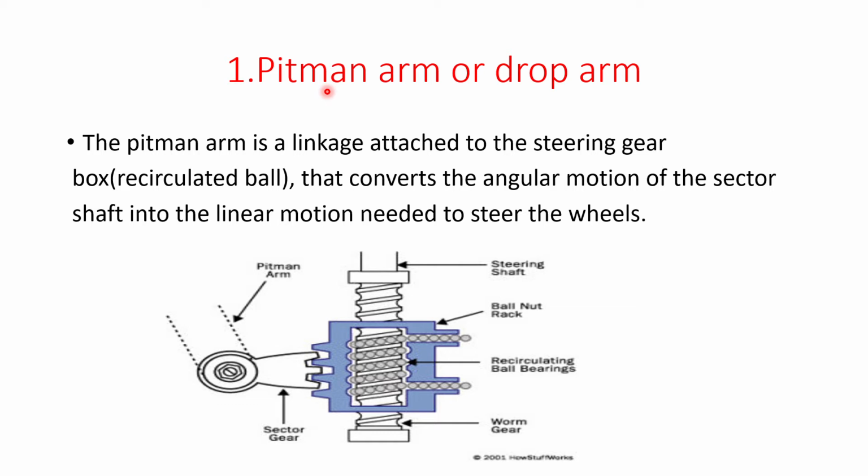As we already discussed, the pitman arm is a linkage attached to the steering gear box that converts angular motion of the sector shaft into linear motion needed to steer the wheels. That is, the function of the pitman arm is to convert the angular motion of the shaft into linear motion.